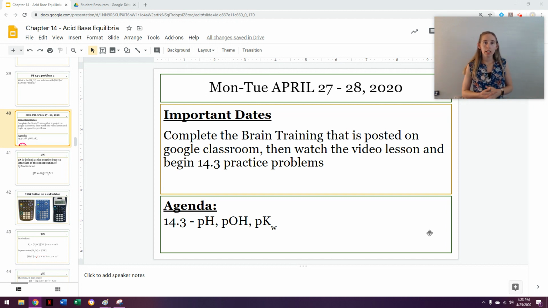First, take note that our brain training number 5, our first one for acids and bases, is due Tuesday, April 28th. I posted it on Saturday, so make sure you go do that. It should cover just 14.1 and 14.2, so it doesn't actually cover this lesson, though anything you learn in this lesson could help with the brain training. Of course, email me if you have any questions on those. But for now, let's move on to 14.3.